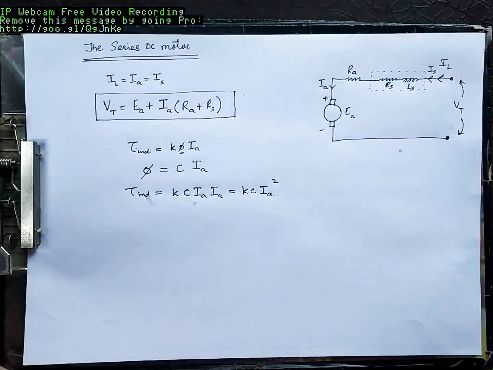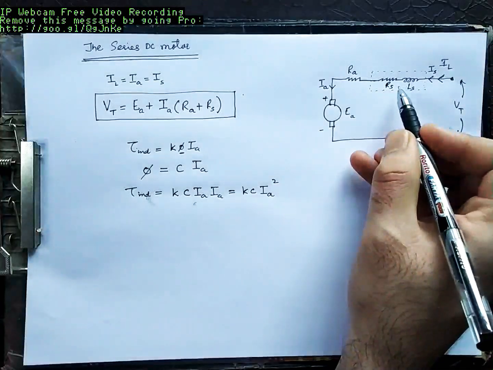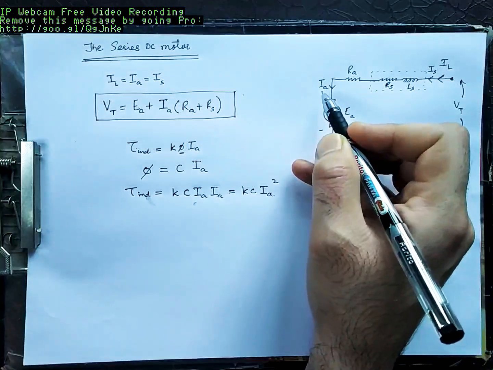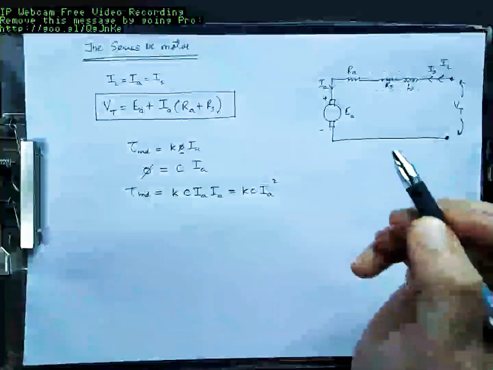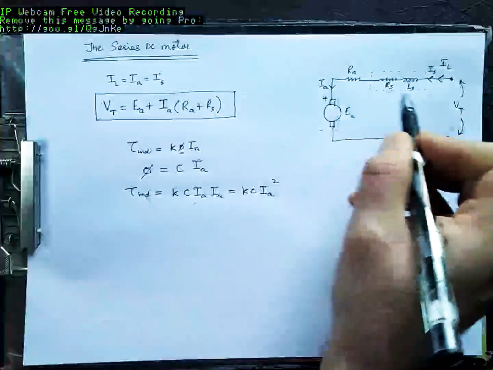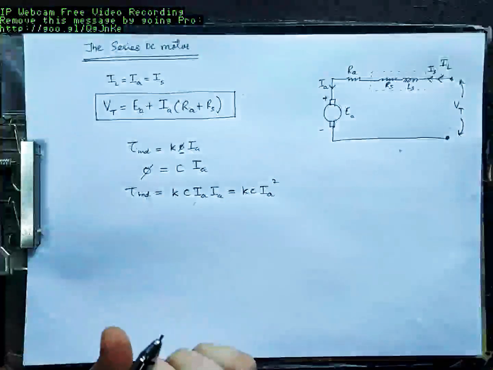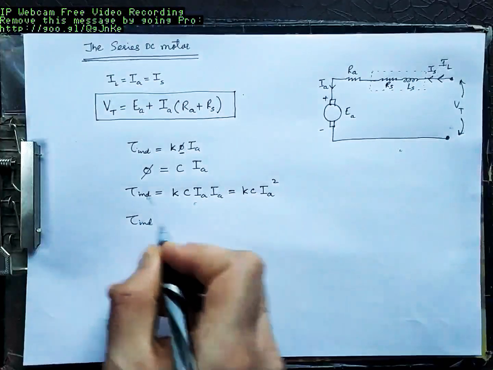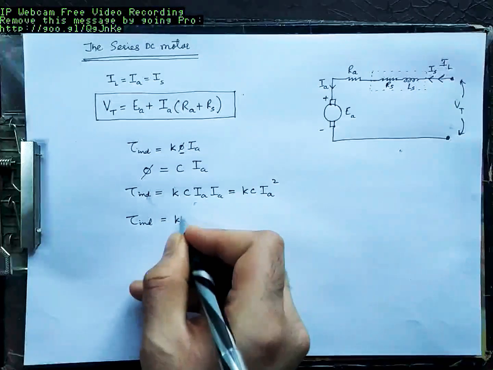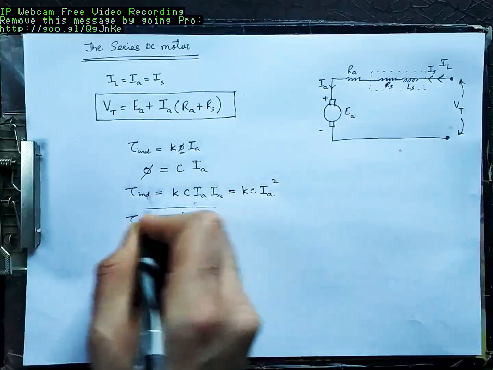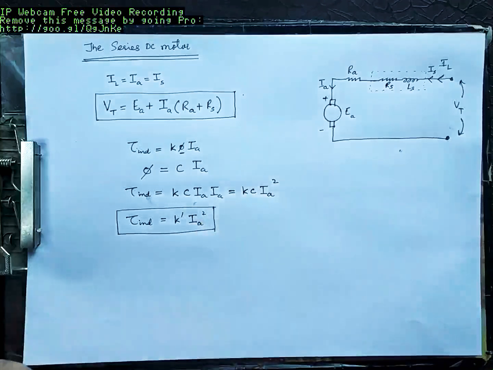Thus in this case, the field flux is not dependent on the armature current only via armature reaction. The field flux is completely dependent upon the armature current. The more the armature current, the more the field flux, at least until saturation. Thus we have the induced torque equal to a constant, let's call it K prime, times IA squared. That is, in a series motor, the induced torque is directly proportional to the square of the armature current.